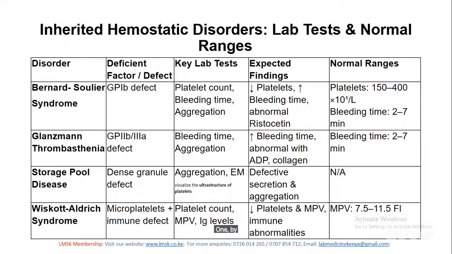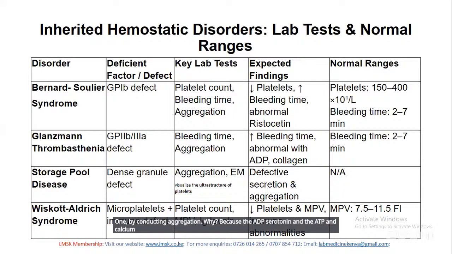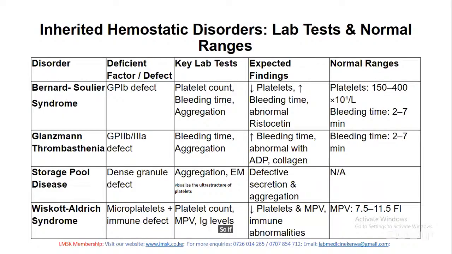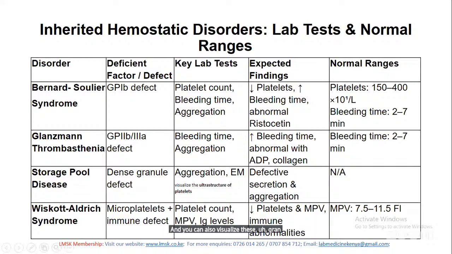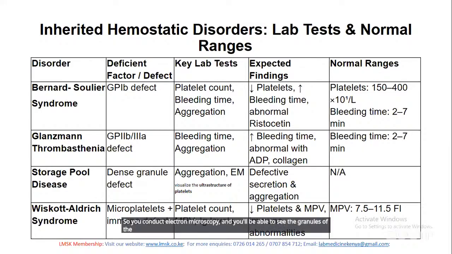One, by conducting aggregation. Why? Because the ADP, serotonin, ATP and calcium are involved, more so the ADP, in activating platelets and ensuring aggregation takes place. So if the dense granules are defective, then those granular contents will not be released, and therefore aggregation tests will be abnormal. And you can also visualize these granules by use of electron microscopy. So you conduct electron microscopy and you'll be able to see the granules of the platelets and compare those of the patient with those of a normal person.